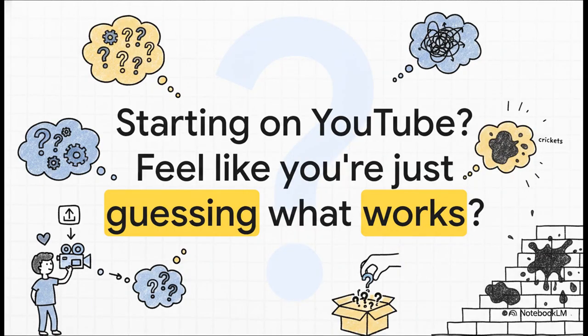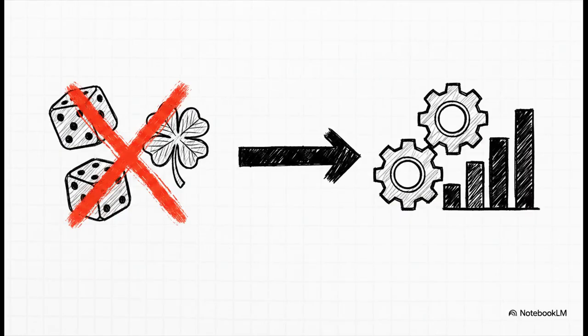You pour your heart and soul into a video, you hit upload, and then, well, crickets. It really can feel like you're just throwing spaghetti at the wall and hoping something, anything, sticks. But here's the thing. What if I told you that the biggest channels on this platform aren't just getting lucky? They're actually operating like data companies. Seriously, they have a system. And this explainer is your playbook to build one for yourself.